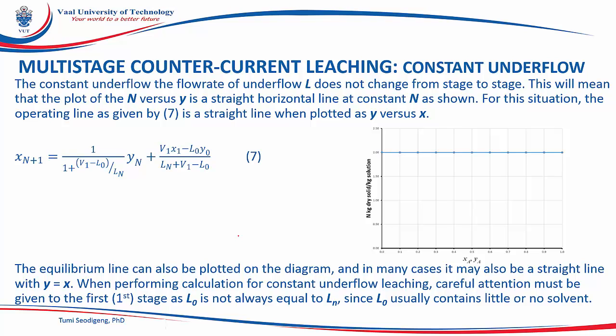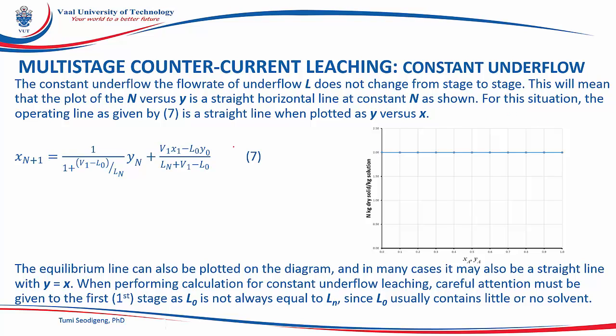the constant underflow. In constant underflow, the flow rate of L does not change from stage to stage. This will mean that on the plot of N versus y, it becomes a straight line, because if L does not change and B does not change, then N becomes constant, because remember, N is the ratio of B over L. So if L does not change and B does not change, which is the solids in the underflow, then obviously N will become constant.